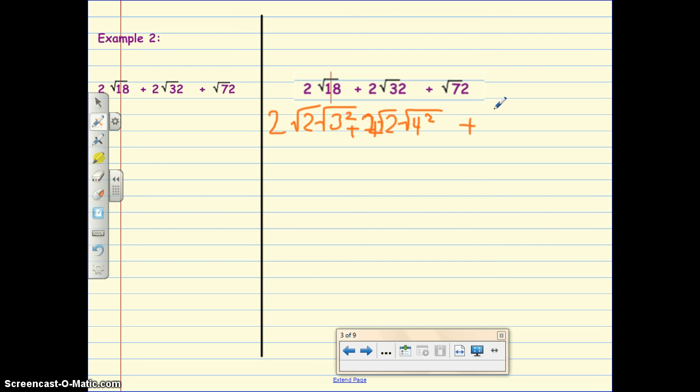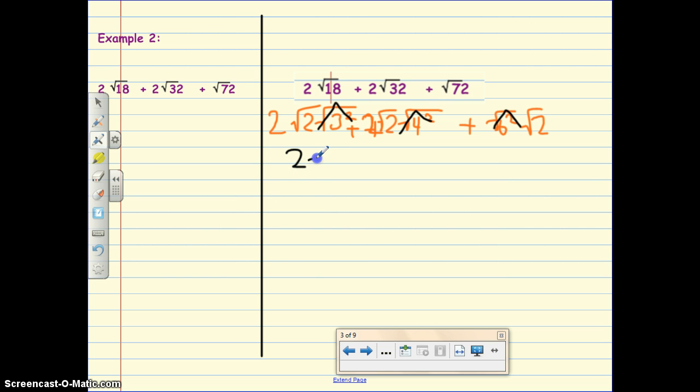Then I have to be careful as I set up the square root of 72 not to make that same mistake. I know 36 times 2 is 72, so I could set this up as the square root of 6 squared times the square root of 2. Now, how can I simplify this? Anytime I have a number squared that's square rooted, the square and the square root cancel out. So I'm going to cancel those out and recopy what I have.